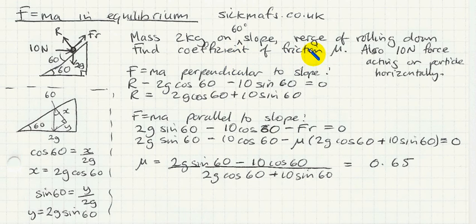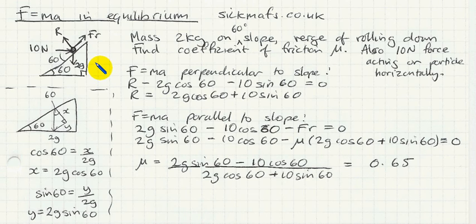coefficient of friction. And also there's a 10 Newton force acting on a particle horizontally. There you go, there's your 10 Newton force. Okay, so N stands for Newton, and all forces are just measured in Newtons. So for example, I've got this force 2G, the weight of the particle. I don't write Newtons there, but it automatically means Newtons. We measure in Newtons. So let's do the working out.